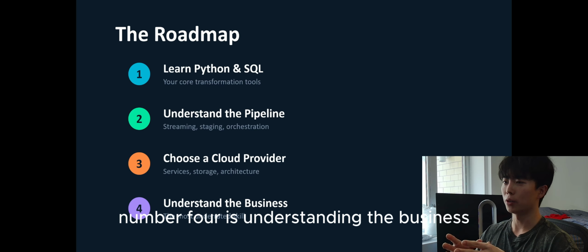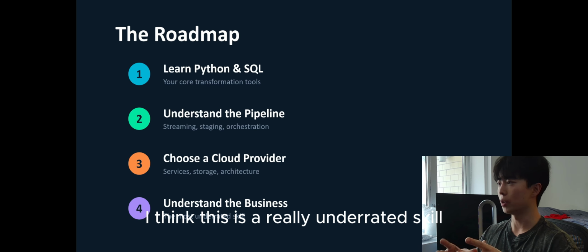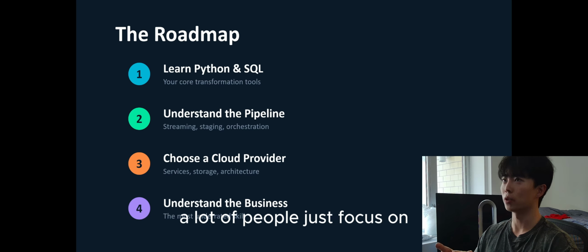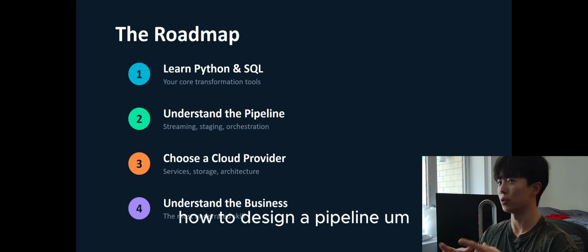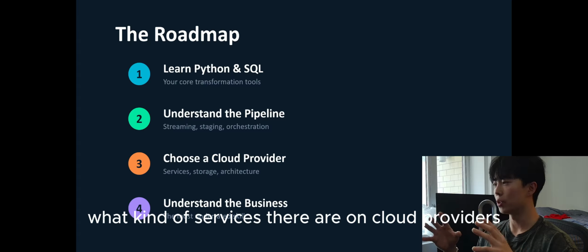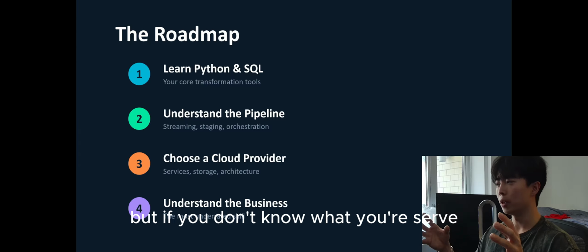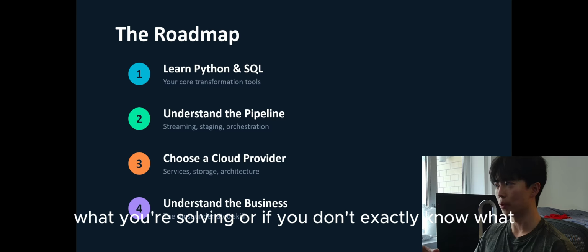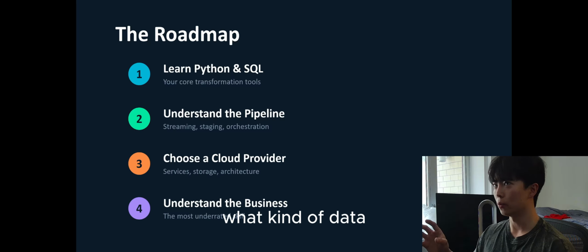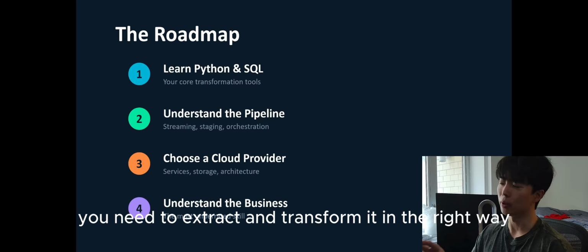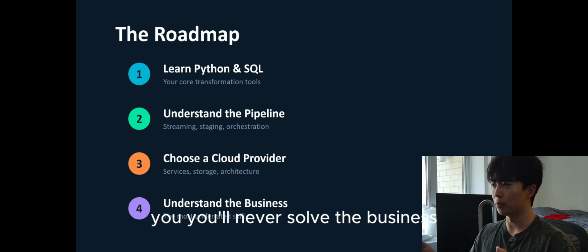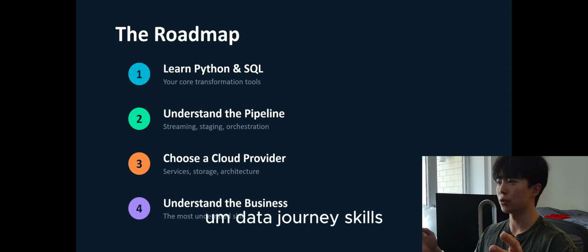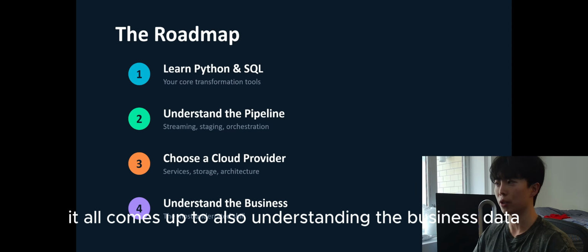Number four is understanding the business. I think this is a really underrated skill. A lot of people just focus on how to write Python and SQL, how to design a pipeline, and what kind of services there are on cloud providers. But if you don't know what you're solving, or what kind of data you need to extract and transform in the right way, you'll never solve the business problem. Data engineering skills all come down to also understanding the business data.